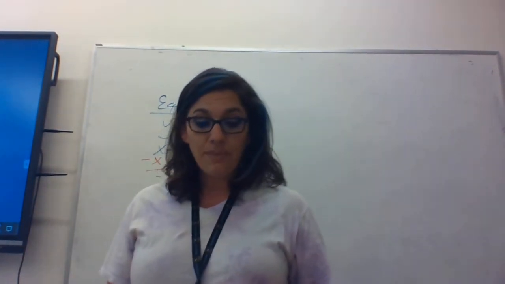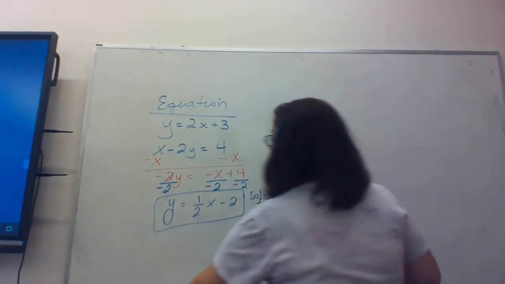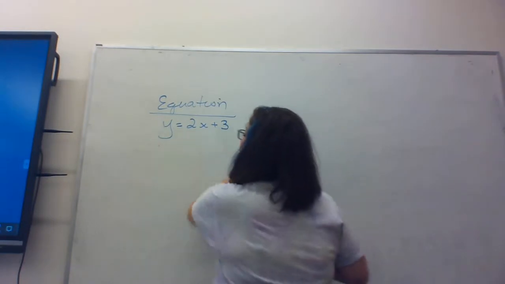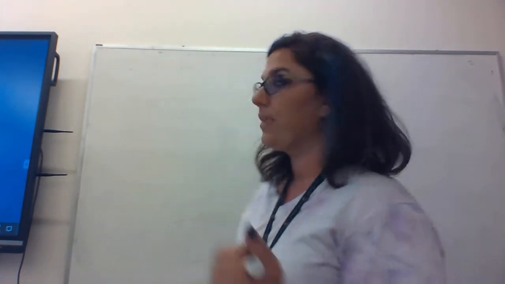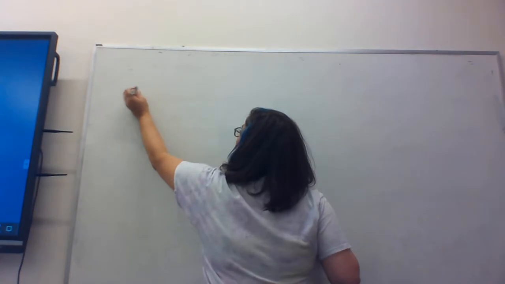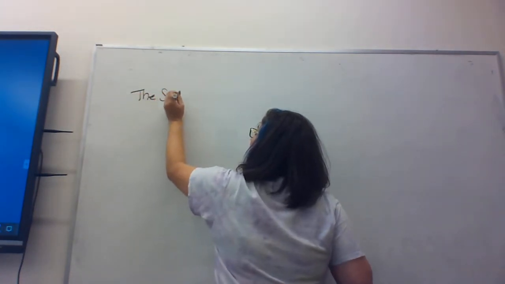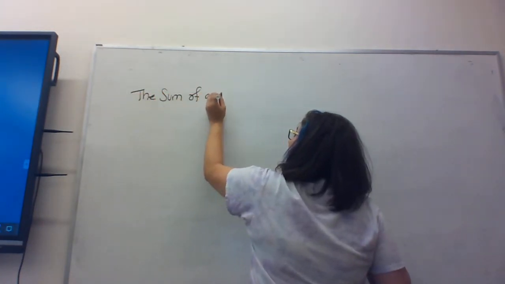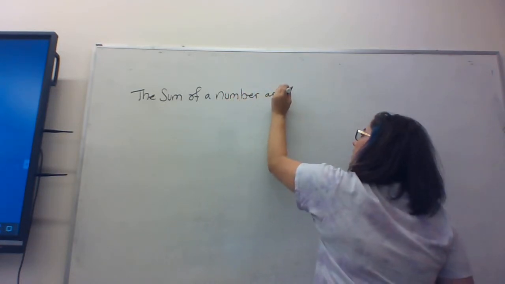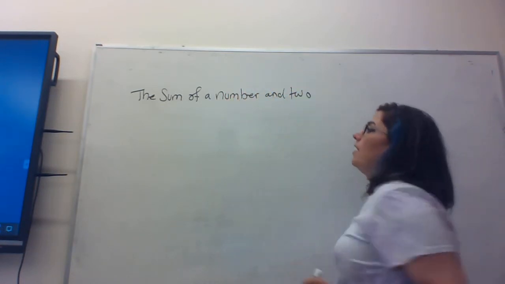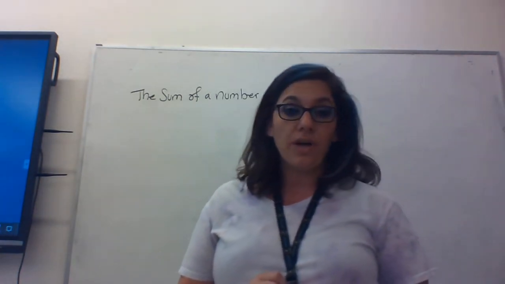Okay, so the parts that we're going to work on next are going to be taking these sentences and turning them into expressions for us. So we're going to look at something like it says, the sum of a number and 2. So an example, the sum of a number and 2.